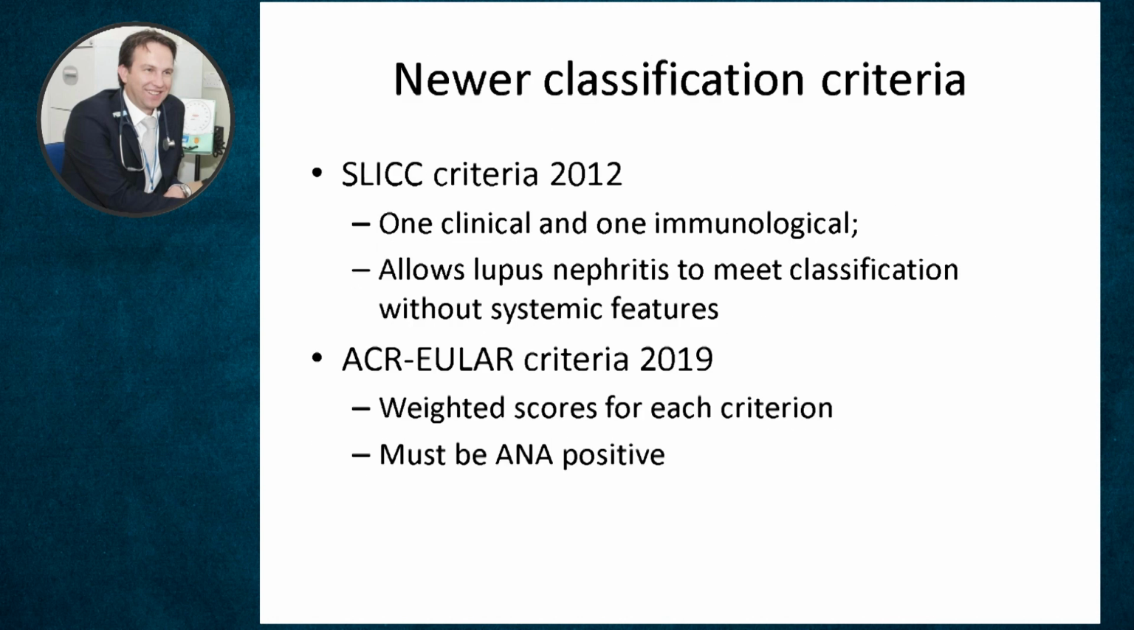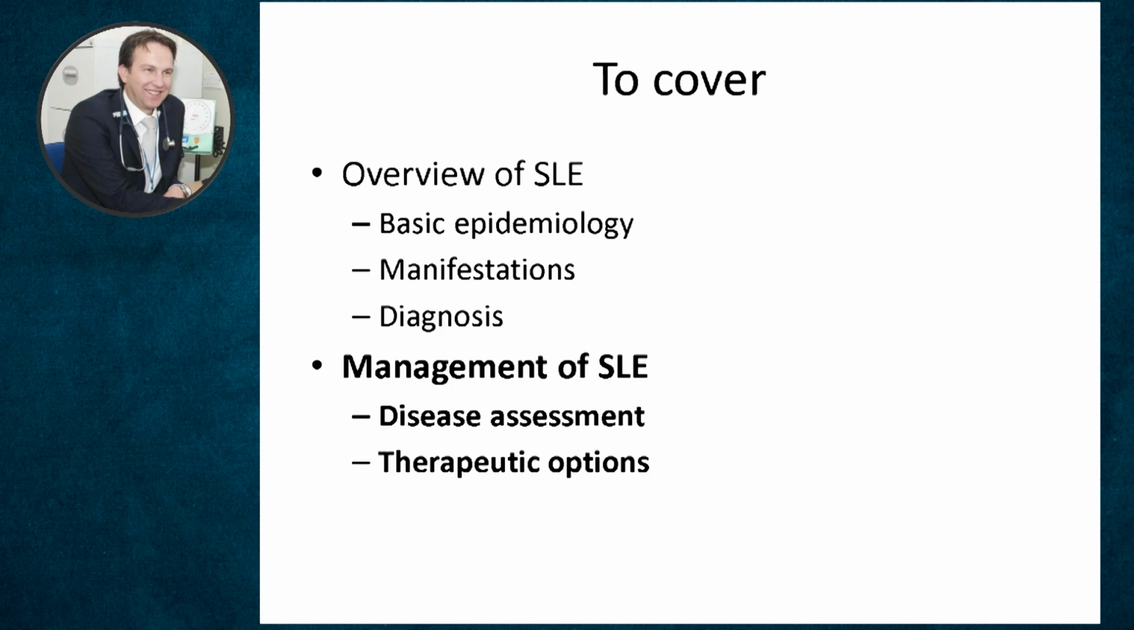So, for instance, the SLICC criteria in 2012 needs 1 clinical and 1 immunological manifestation and allows lupus nephritis to meet the classification criteria regardless of other systemic features. The ACR/EULAR criteria 2019 has a weighted score basis, but also must be ANA positive.